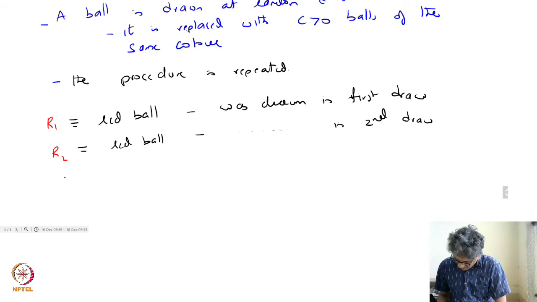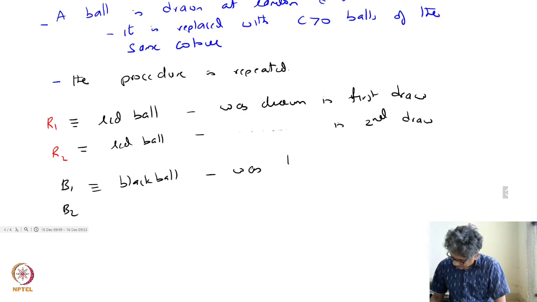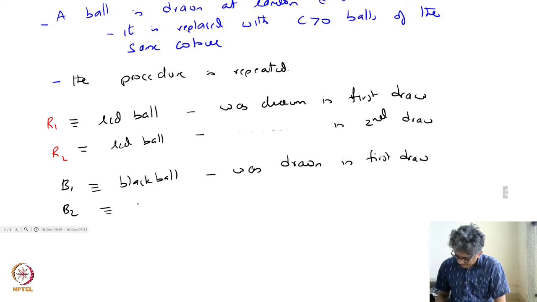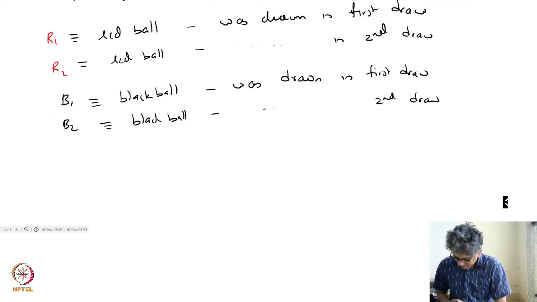Now let's say B1 and B2 are respectively the same thing. So that is, a black ball was drawn in the first draw. And similarly here, a black ball was drawn in the second draw. Suppose that was the case. Now let's do some simple calculation.